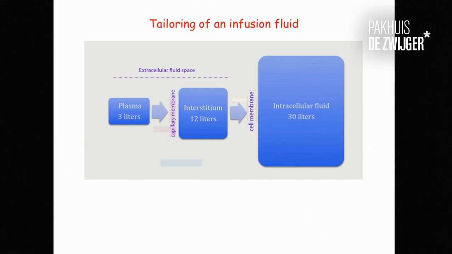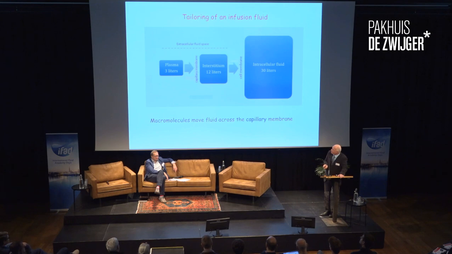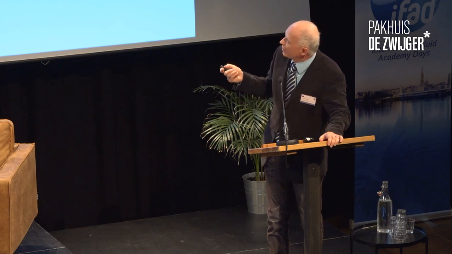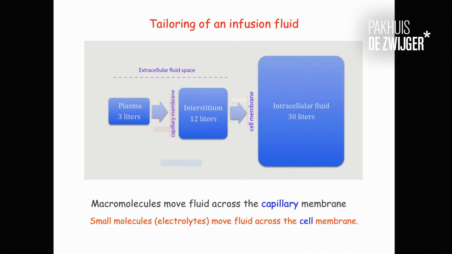We have 3 main body compartments with fluid in the body, and there are 2 membranes that separate these. First, we have the capillary membrane, and here we can change the composition and the concentration of macromolecules. If you don't have any macromolecules, fluid easily goes in this direction. If we have a fluid with macromolecules, we work to save it here in the plasma. Here, we can change the flow of fluid by manipulating the amount of electrolytes. So that is very important to remember, that by tailoring our fluid, we can make the infused volume end up anywhere here, or we can borrow fluid from this space to this space by just providing a fluid with a very high concentration of electrolytes.